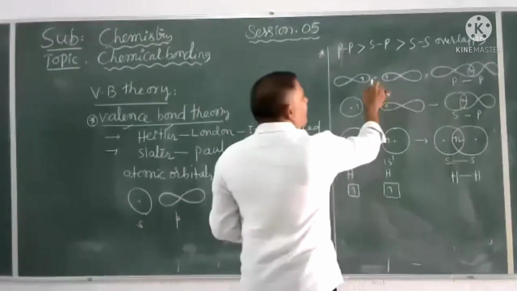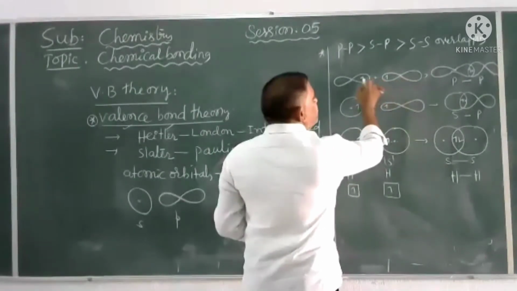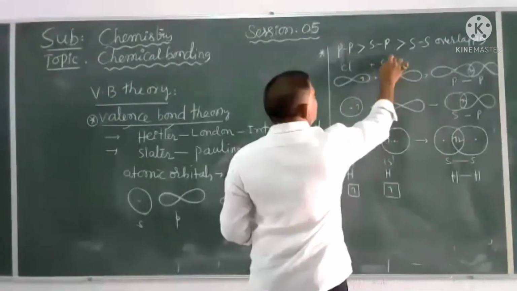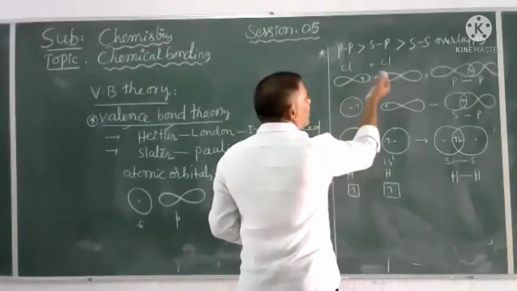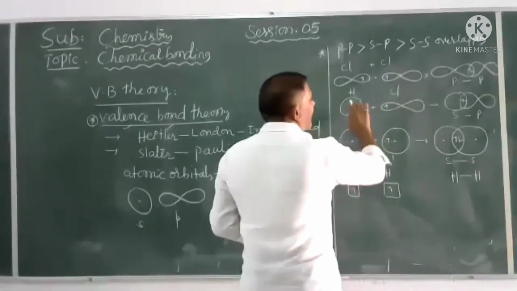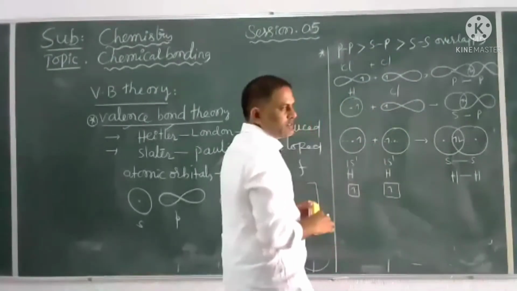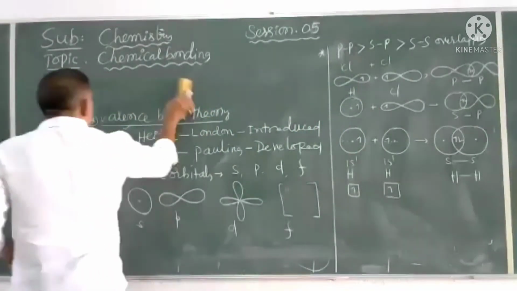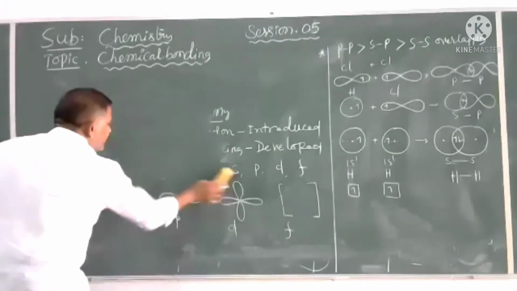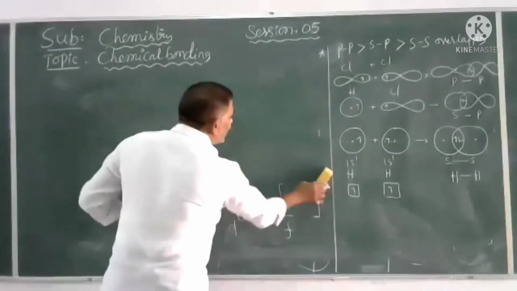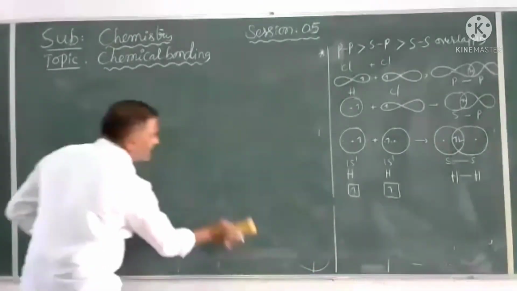Then PP overlapping is nothing but Cl-Cl, chlorine chlorine. Here hydrogen chlorine, that is SP overlapping takes place. That overlapping takes place linearly, or end-to-end overlapping takes place. It forms a sigma covalent bond.